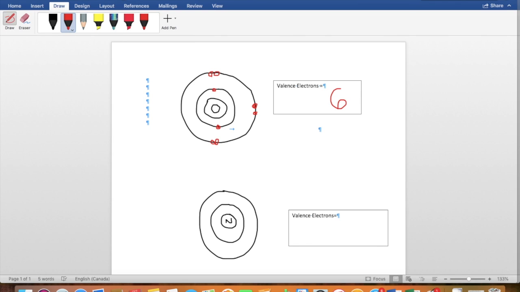I'm going to do another example with nitrogen, which has 7 total electrons. So it has 2 in the first shell, and then 3, 4, 5, 6, 7. So nitrogen has 1, 2, 3, 4, 5. Nitrogen has 5 valence electrons because it has 5 electrons in its outermost shell.